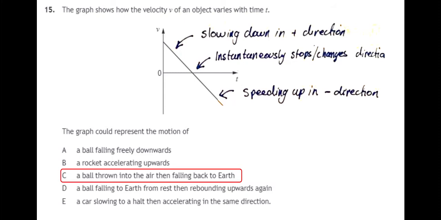D, a ball falling to Earth from rest and then rebounding upwards again. Well, if it fell from rest, then the line would be sloping upwards as it increases its speed towards Earth. So it's not D. And a car slowing to a halt, then accelerating in the same direction, well, it doesn't have a change in direction. It would slow down and then speed up again, but the line would never cross that horizontal axis of the graph. The answer is C.